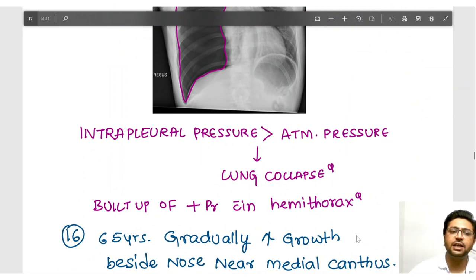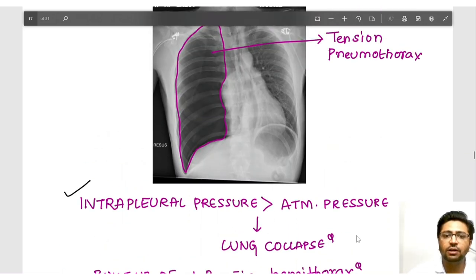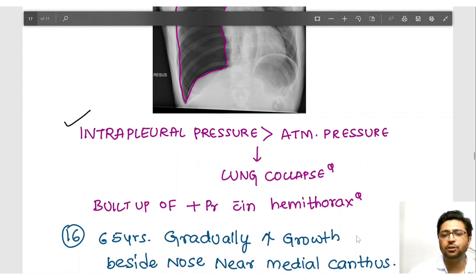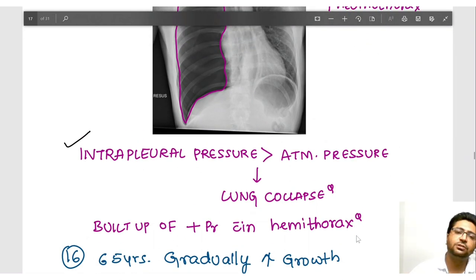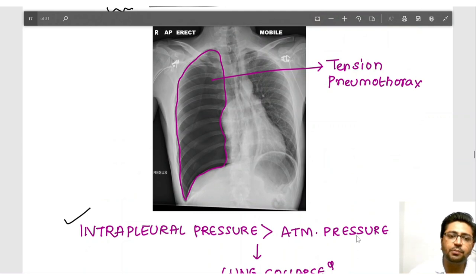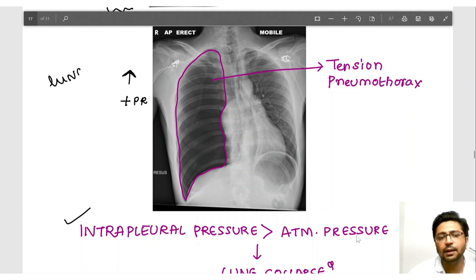So in tension pneumothorax, the intrapleural pressure would be more than the atmospheric pressure. So there would be a lung collapse. In this particular image, the lung has collapsed completely, and there is a build-up of positive pressure within the hemothorax. The intrapleural pressure would be more than the atmospheric pressure, so this will result in lung collapse.